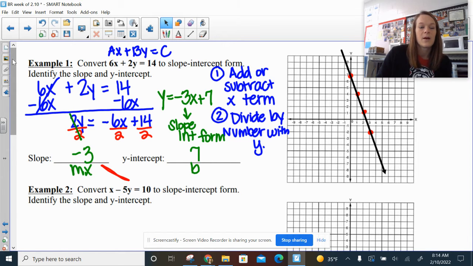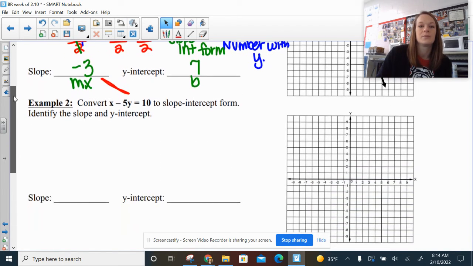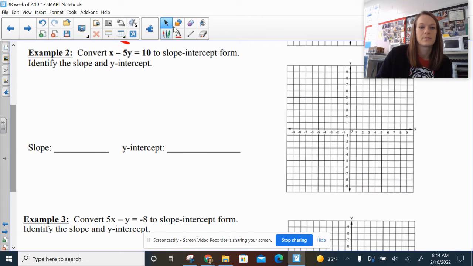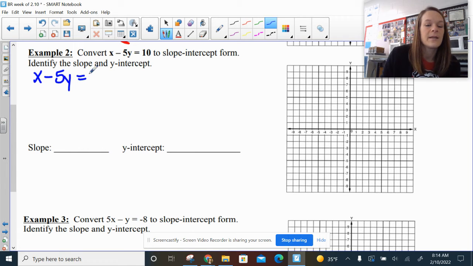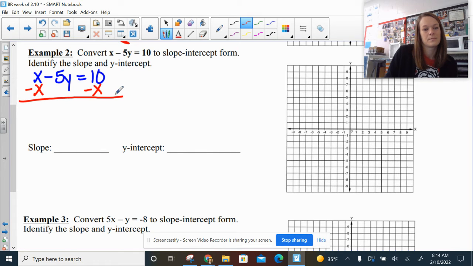Okay. All right, so let's look at example 2. I have x minus 5y equals 10. My first step is to add or subtract the x value. It's a positive x, so I'm going to subtract the x so that those will cancel.